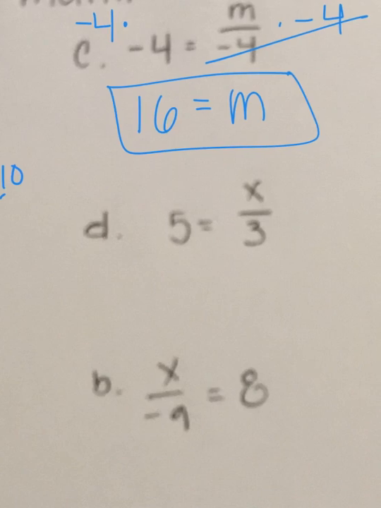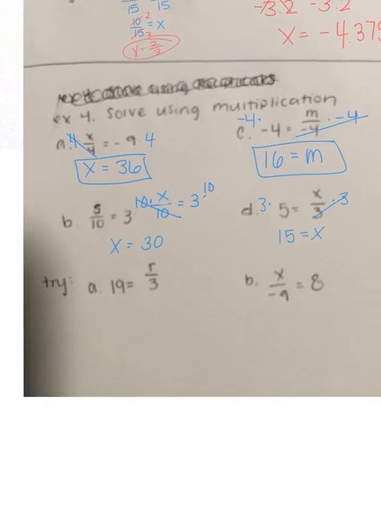All right, D, hopefully you're able to see it's the same thing. 5 equals x divided by 3. To undo the division or to get x all by itself, we're going to multiply by 3 on both sides of the equation. What we do on one, we must do on the other. Cancel those, and then I'm going to have 15 equals x. Okay, so try these ones by yourself, and then we'll go over them.